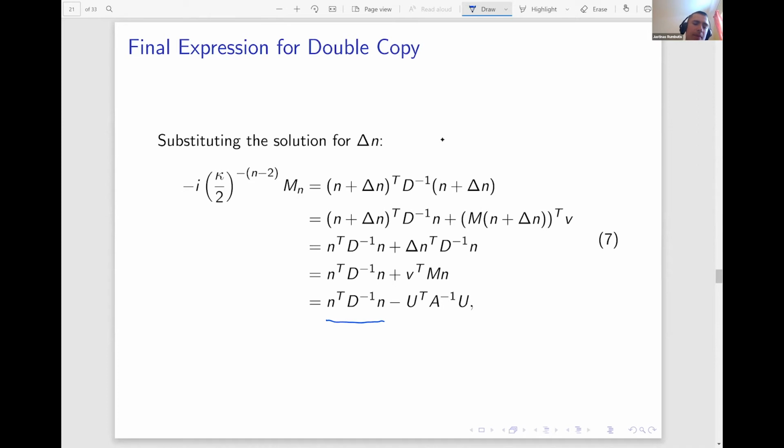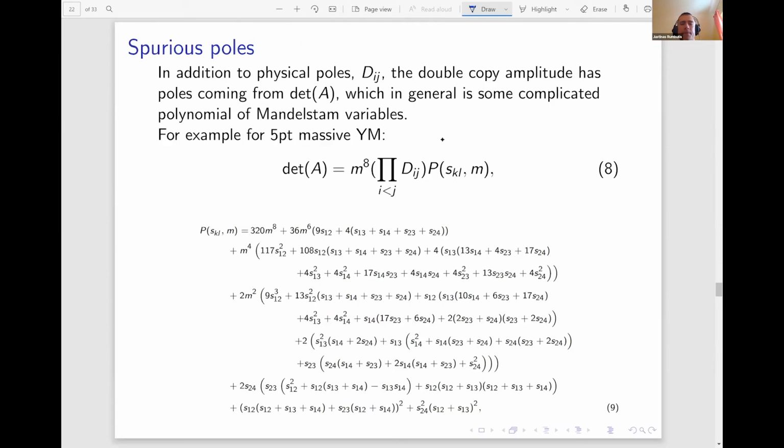The first term doesn't have any problems. It doesn't have any spurious poles because D only contains physical poles from the gauge theory amplitude. But the second term might be problematic because matrix A in general has elements that are polynomials in Mandelstam sums. And of course, if we invert that matrix, in general we're going to have some polynomials in the denominator, which would be spurious poles. And the denominator of a matrix is actually coming from its determinant. So really, these spurious poles are coming from the determinant of A.